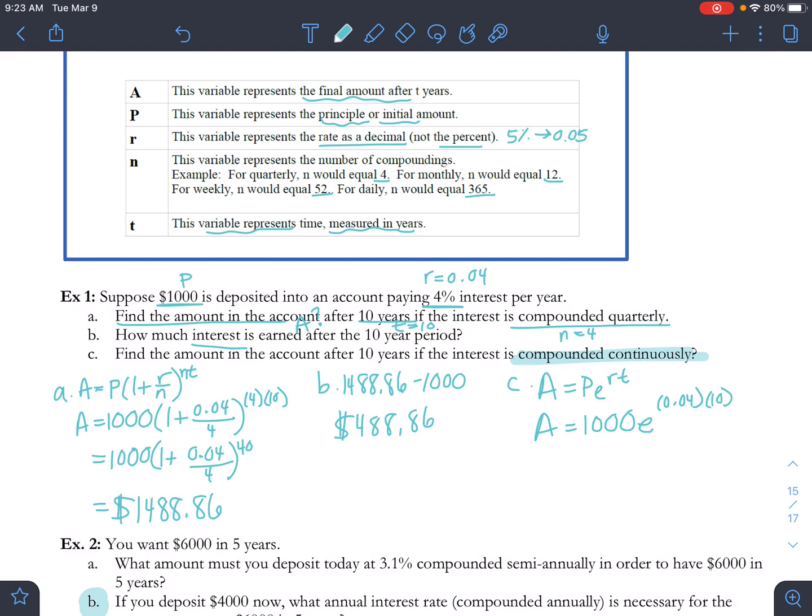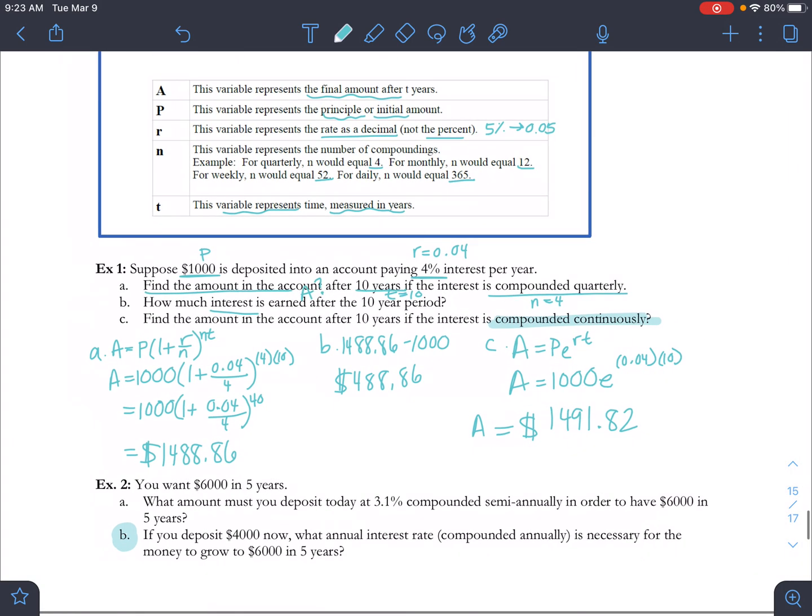Okay, so in your calculator, when you type this, it should give you e to the, and then I would just put parentheses around 0.04 times 10, or just make sure it's all in the exponent, depending on what calculator you guys have. Give yourself a second. You should get A is equal to 1491.82. So it's actually a little bit more money if you did compounded continuously. So that might be the account you choose if you had a choice.